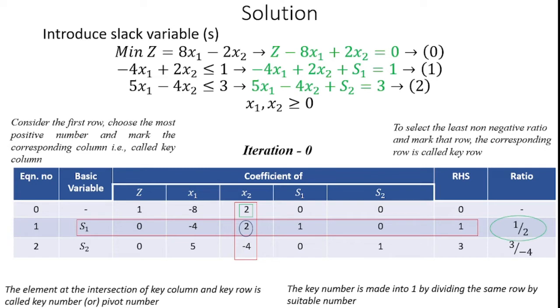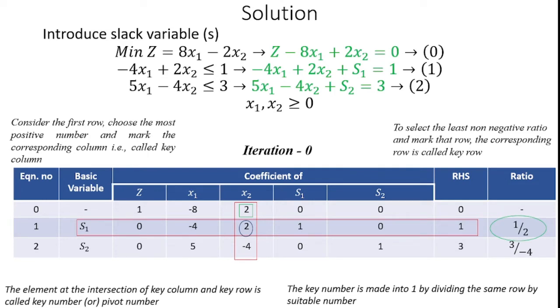The problem has minimization of z equals 8x1 minus 2x2. After that, I convert that equation to equal 0. How? Z minus 8x1 plus 2x2 equals 0, which means the right hand side variables are transferred to the left hand side, so that I change the signs, plus 2 becomes minus and minus 2 becomes plus. Likewise, I get z minus 8x1 plus 2x2 equals 0. So I got equation 0. Here x1 and x2 are always greater than or equal to 0.